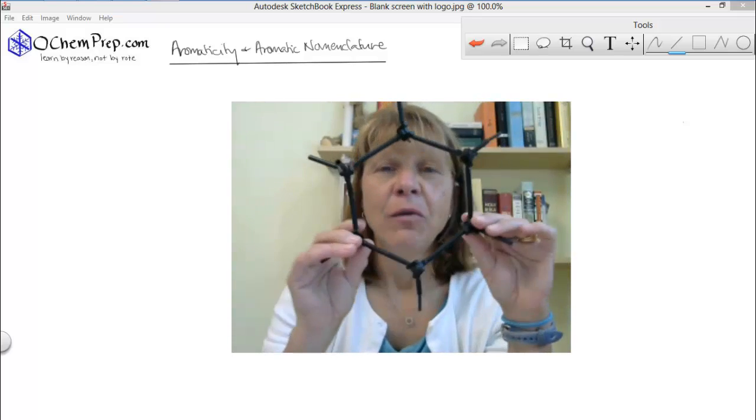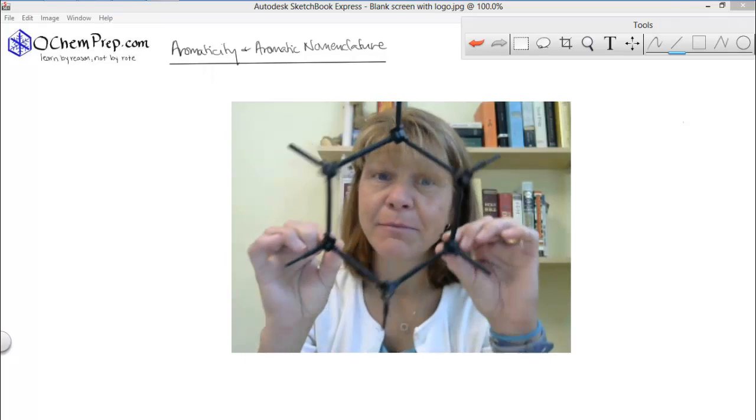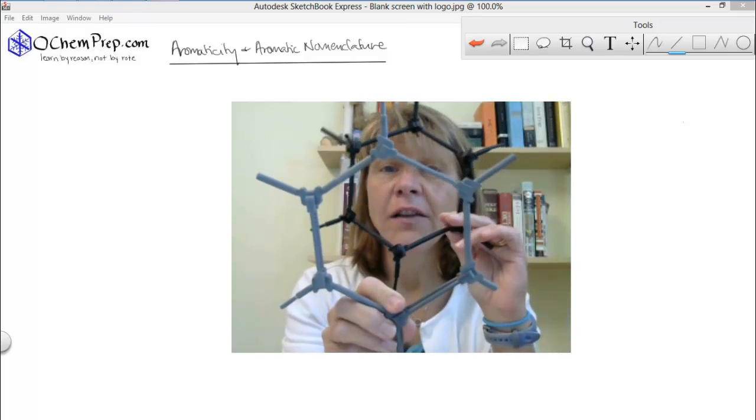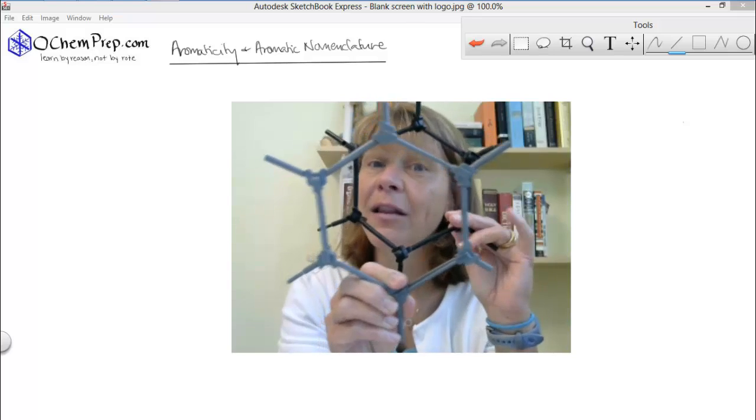So as I said, we get good at drawing hexagons. We drew cyclohexanes before, and now we're going to draw benzene rings. All of these are very important. That's why there's a hexagon in my logo.